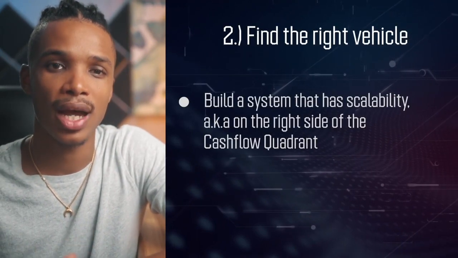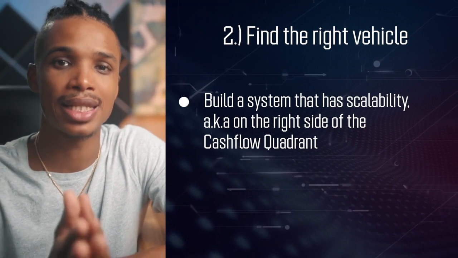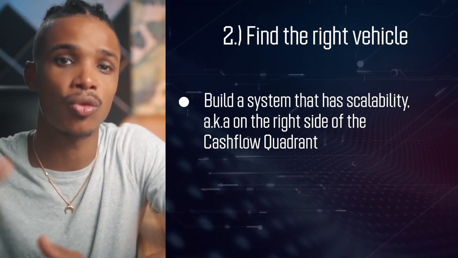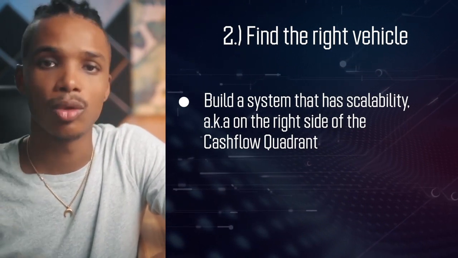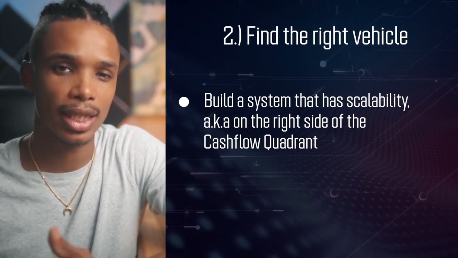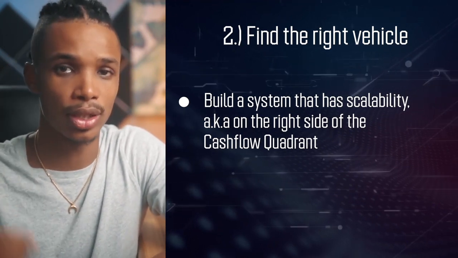Next, you'll need to find yourself the right vehicle. Ultimately, you want to find or build a system that has scalability, aka is on the right side of the cash flow quadrant. We'll be explaining the best models for doing this in the next video. Once you know what you're doing, you'll need to get to work.